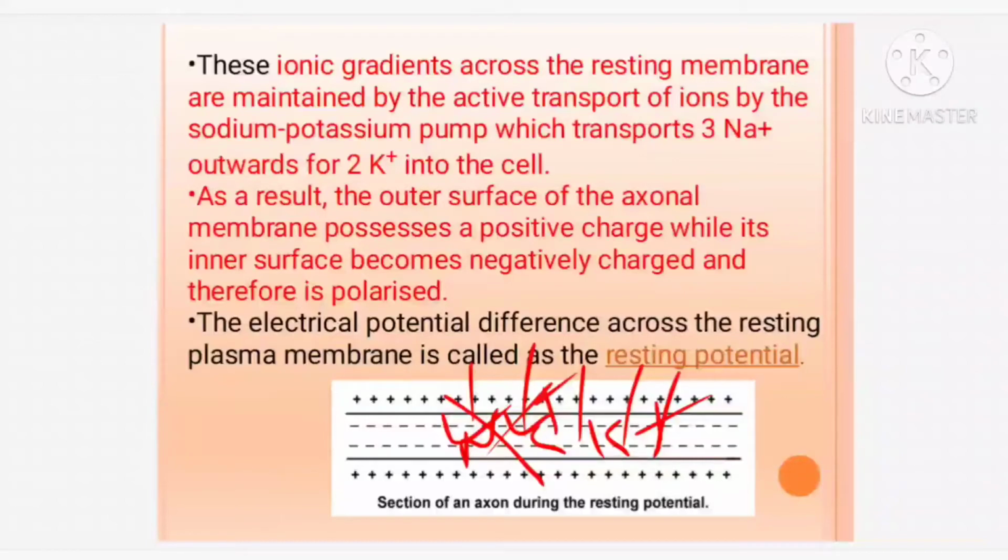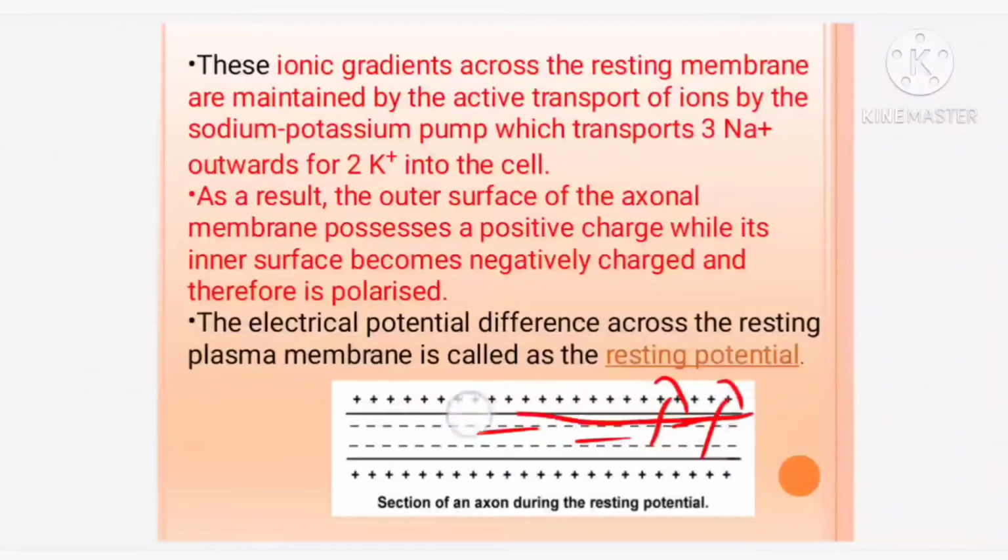The membrane is also impermeable to negatively charged proteins. Many negatively charged proteins are present inside, and they cannot go out because the membrane is impermeable to them. So this is the axoplasm, inside. Since many potassium ions are getting in, the concentration of potassium ions here will be more, right? And the concentration of the negatively charged proteins will also be more.